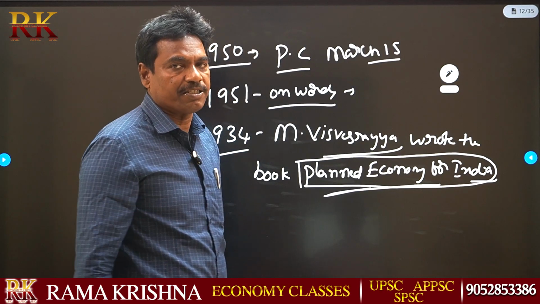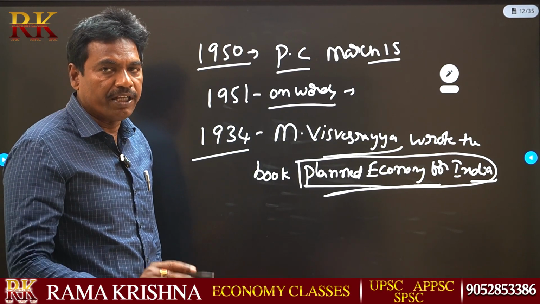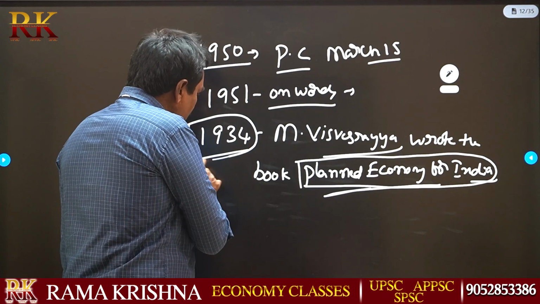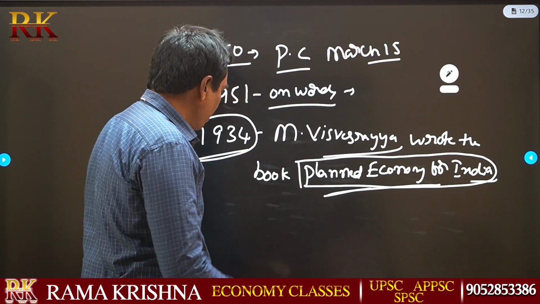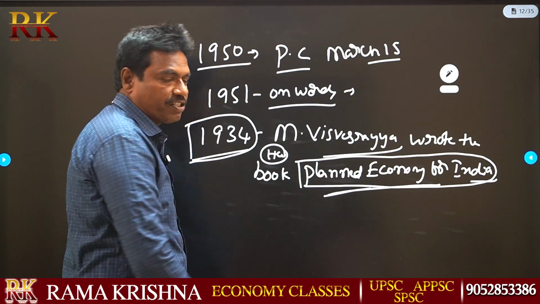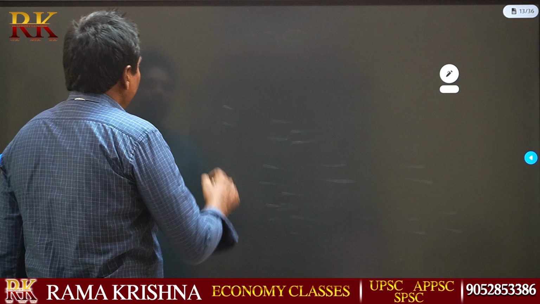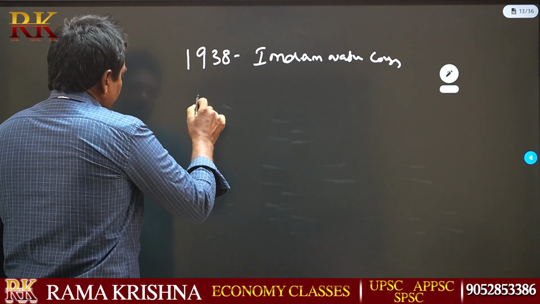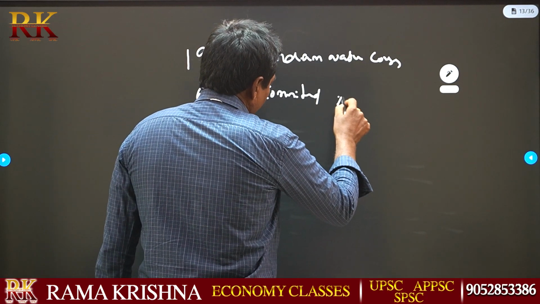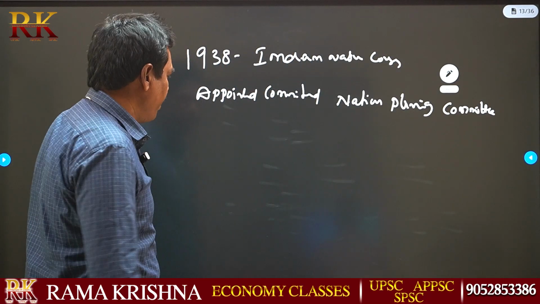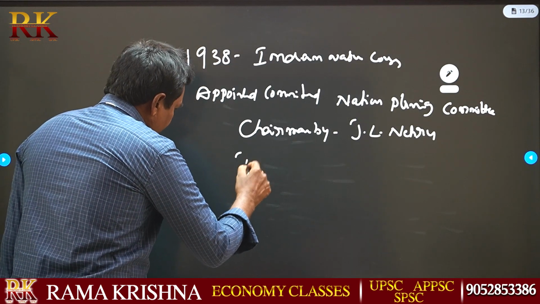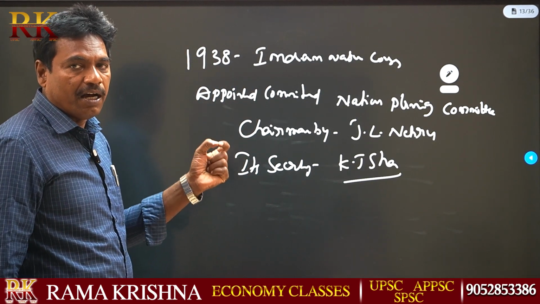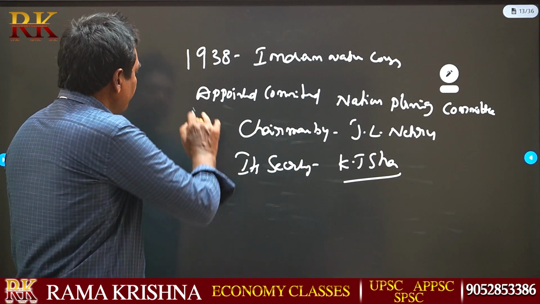It is how to introduce a planning system. What is the use of the planning system? When they introduced the planning system, questions like these were there at that time. From 1934 onwards, the main focus was on British India, how to prepare a plan in India in that situation. Then, in 1938, the Indian National Congress appointed a committee, the National Planning Committee. The committee chairman was Jawaharlal Nehru and the secretary was K.T. Shah. This was the first attempt in India to prepare a plan, in 1938.